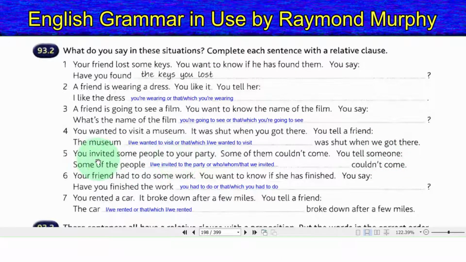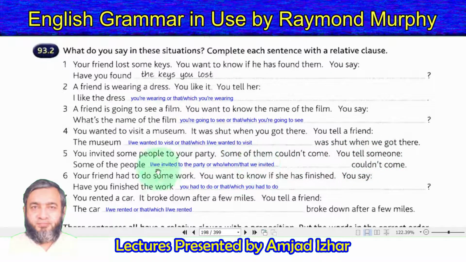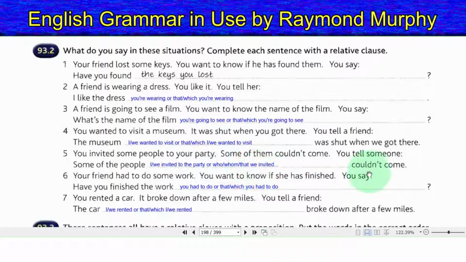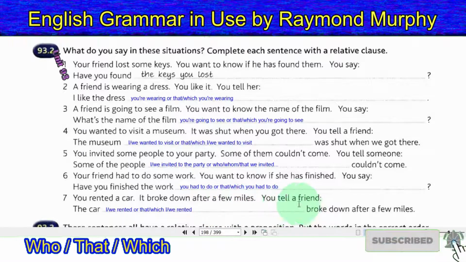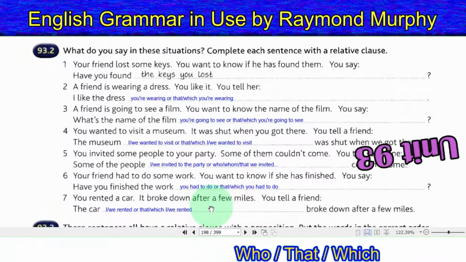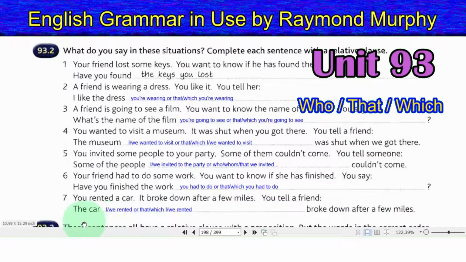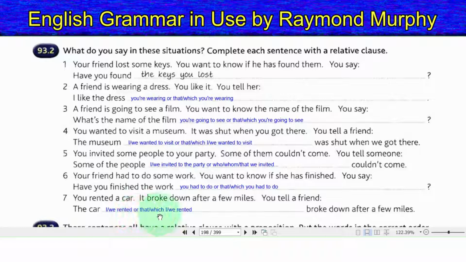You invited some people to your party. Some of them couldn't come. You tell someone. Some of the people we invited to the party, or that we invited, couldn't come. Your friend had to do some work. You want to know if she has finished. You say, have you finished the work you had to do, or that you had to do? You rented a car. It broke down after a few miles. You tell a friend. The car we rented, or that we rented, broke down after a few miles.